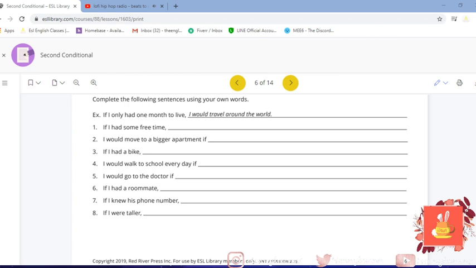6, if I had a roommate, I would kick him out. 7, if I knew his phone number, I would call him. 8, if I were taller, I would play more basketball. Not sure if the grammar is that correct. Yeah, everything was done right. Like following the conditional rule, it was excellent.